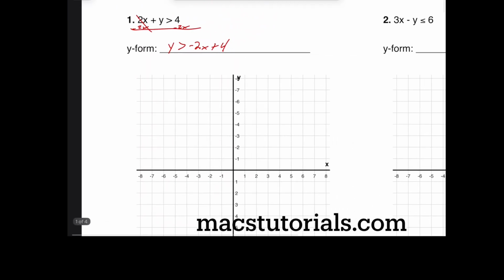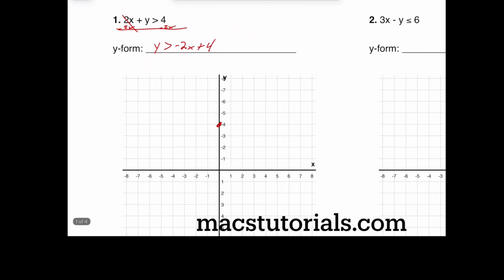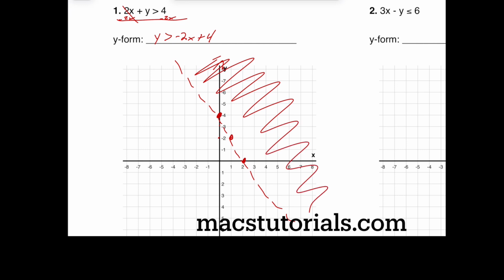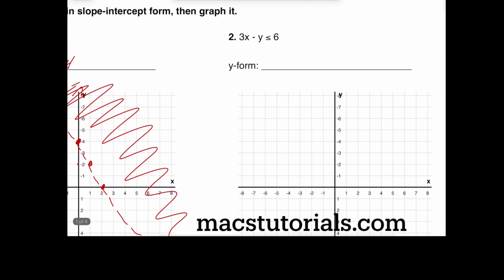So what I'm going to do on this, I'm going to start at plus 4. And I'm going to go down 2 over 1. I'll do it a couple times. And I notice that there's no equal sign, so I need to do a dashed line here. Not so pretty, but that's okay. And I want to do it where the y's are greater. Y's are greater that way, so I'm going to shade in this direction. Okay, and that's it. Let's go on to number 2.